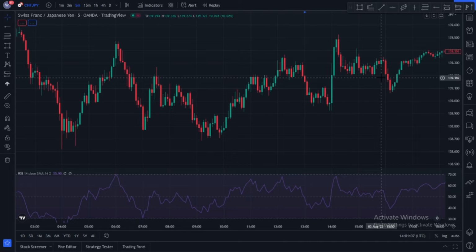The indicator we use is C. We add this indicator to the chart from the indicators section and go to its settings section and disable the C-based option from the style section.